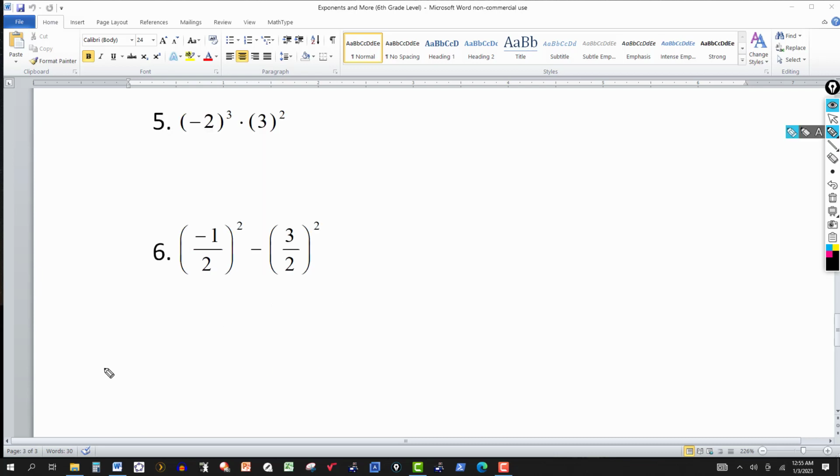Now if you have fractions, it works the same way. So notice the first one I have parentheses minus 1/2. So that's the same thing as minus 1/2 times minus 1/2. And then you just multiply the numerators, multiply the denominators. So a negative times a negative is a positive. So negative 1 times a negative 1 is 1. 2 times 2 is 4. So that part right there is the same thing as 1/4.